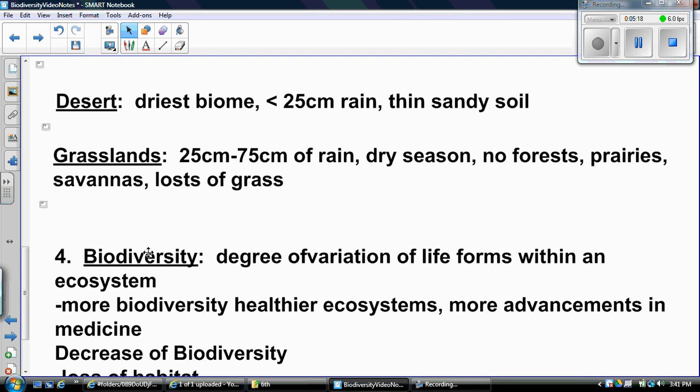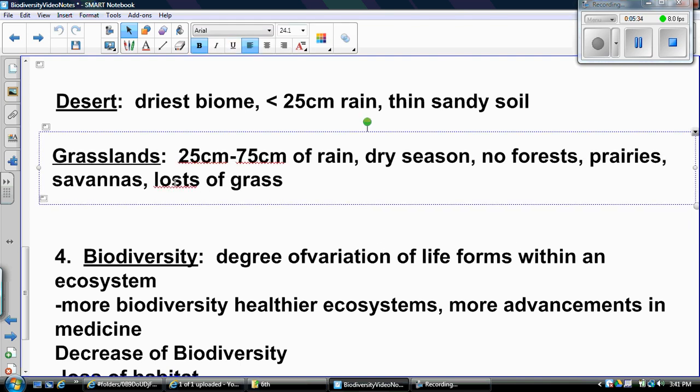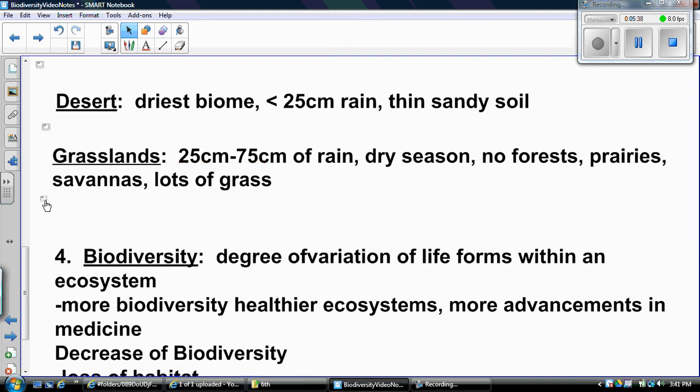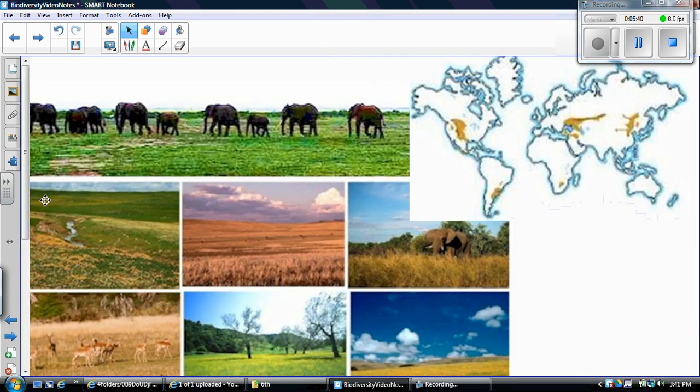Grasslands are the last biome, with 25 centimeters to 75 centimeters of rain on average. They have a dry season where it doesn't rain a lot, no forests, but there are prairies, savannas, and lots of grass. So here's where our grasslands are located on Earth, and that's what they look like. Sometimes they're called savannas.